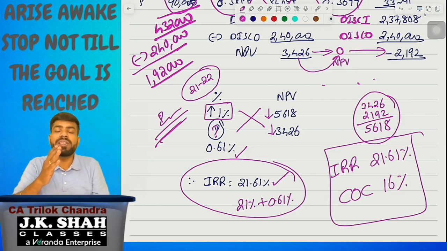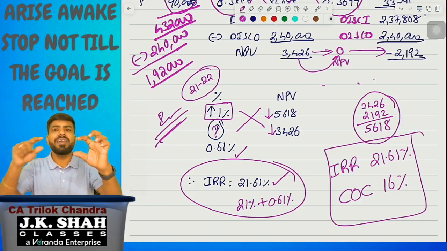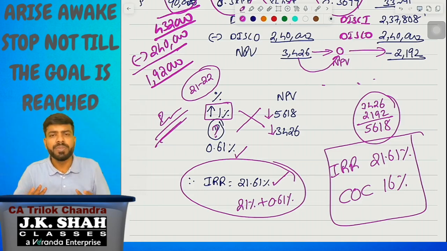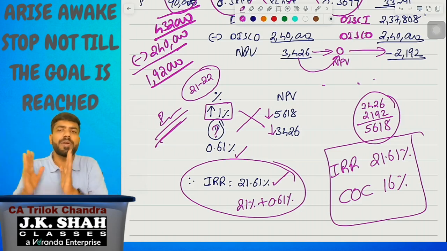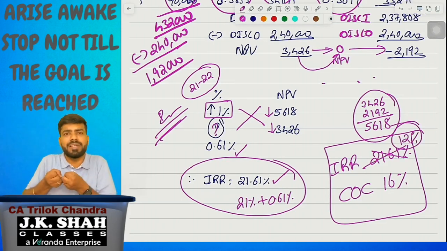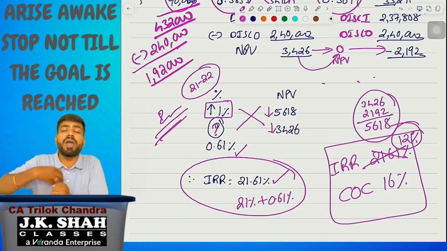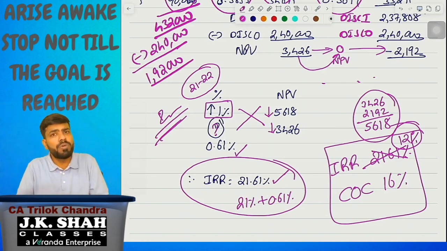So when the accept-reject decision comes, we compare IRR with cost of capital. If IRR is greater than cost of capital, accept the project. If IRR is less than cost of capital, reject the project. Suppose in place of 21.61%, we are getting 12%. Just an example. I am getting the fund at 16% and by investing it I make only 12%. In such a case, 4% I have to pay out of pocket. Should I accept the project? No. Why? My minimum rate of return is 16%, which is the cost of capital. Minimum expectation is 16%. Do you understand?